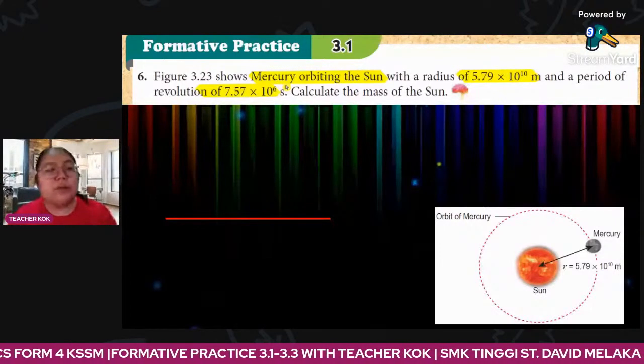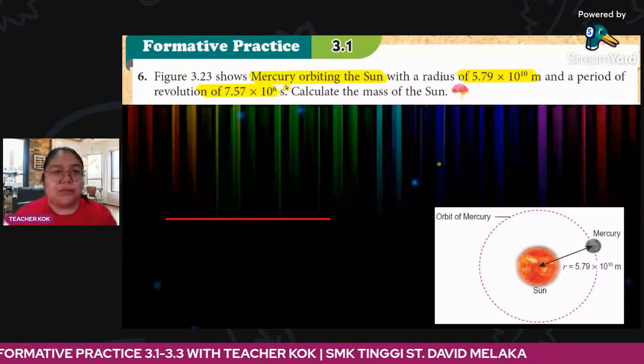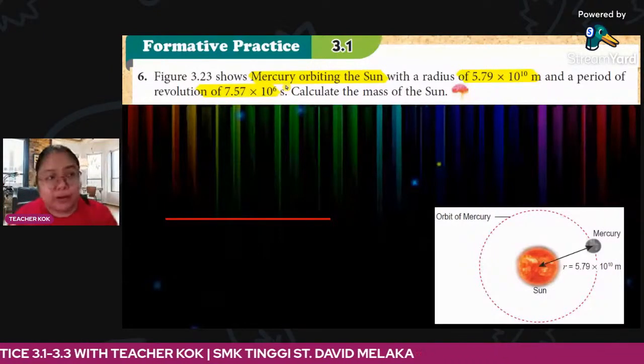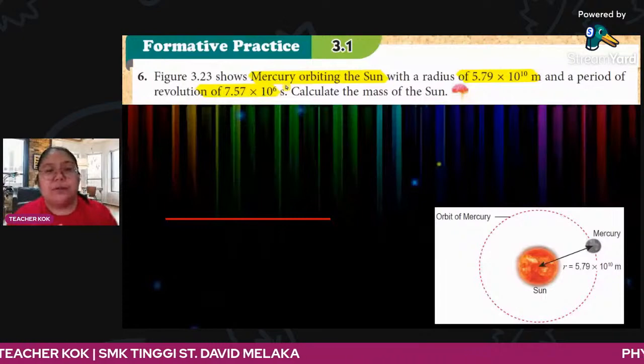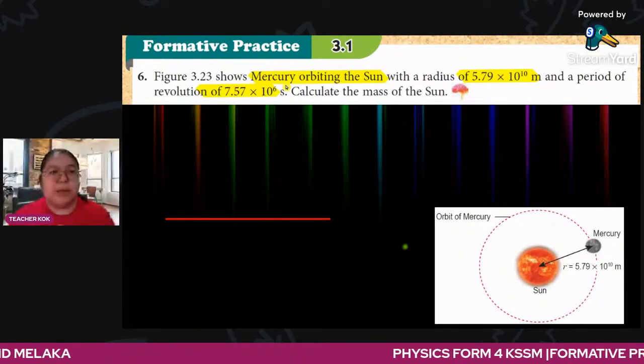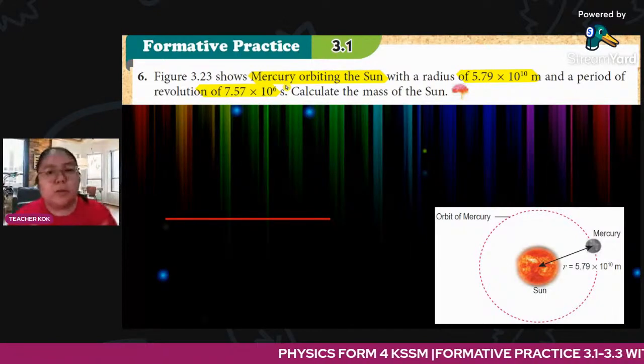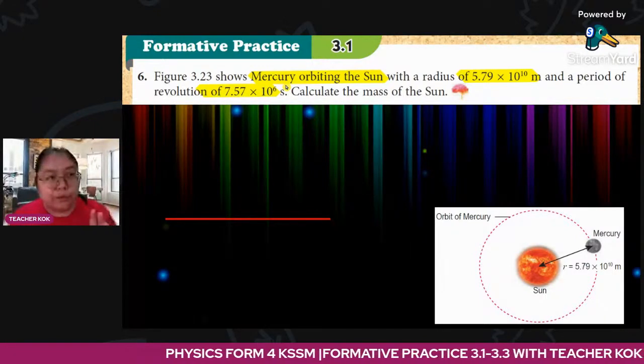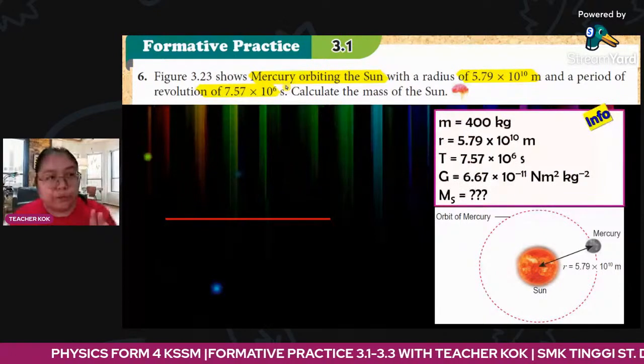If you find out the answer is very different from the constant value, that means you're already wrong. Okay, so from here we need to find out the mass of the sun. Remember the bigger formula, because it's a very complicated one. Okay, we show the info first. This one should be the info.